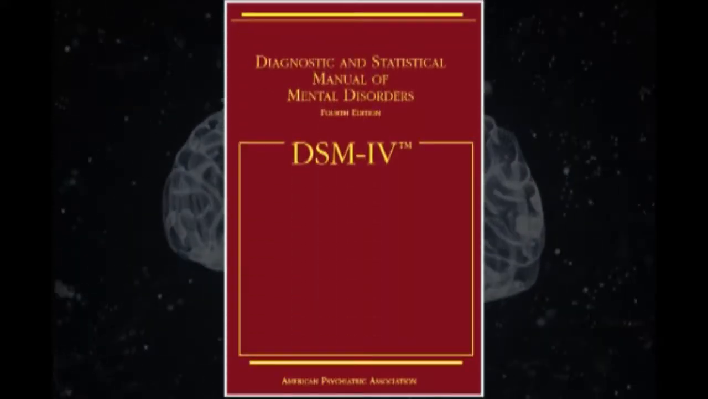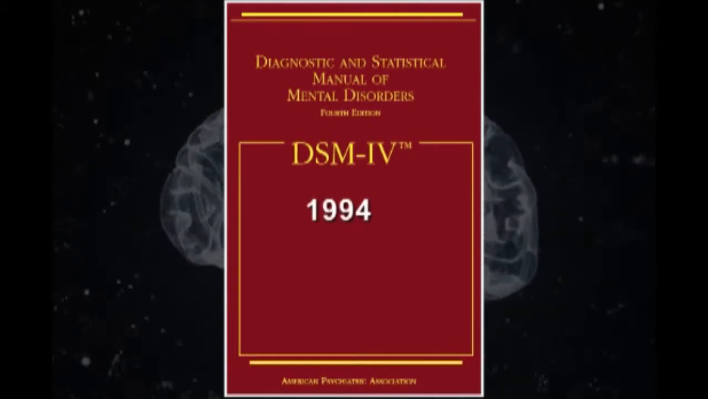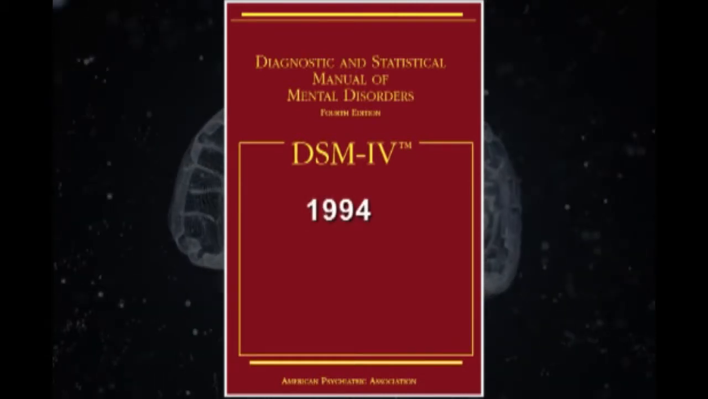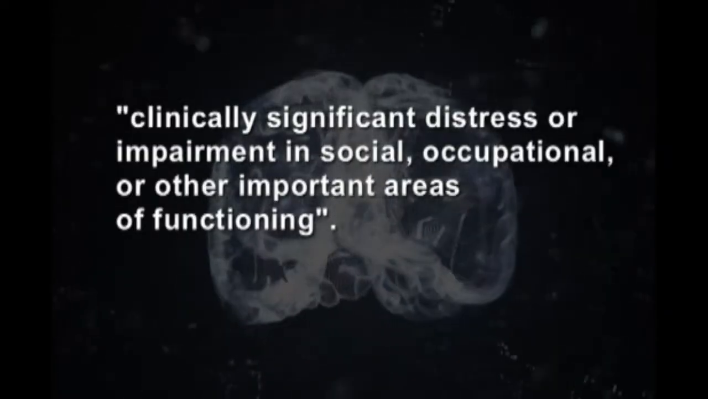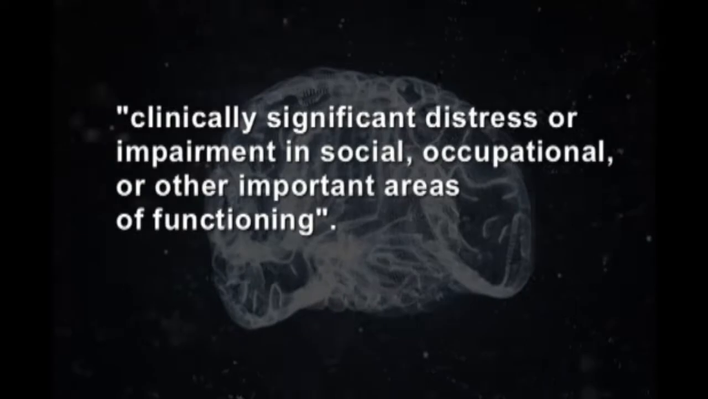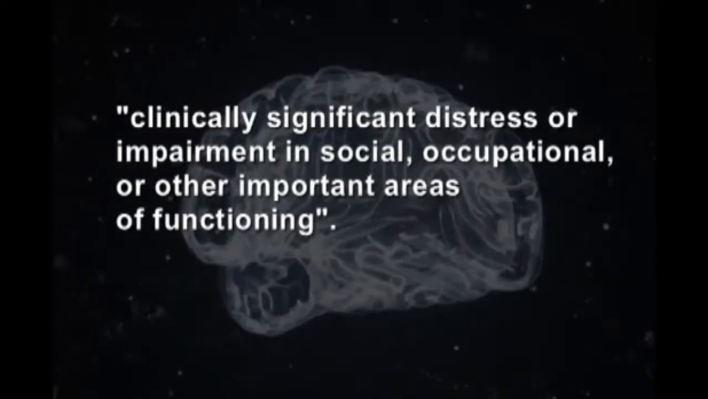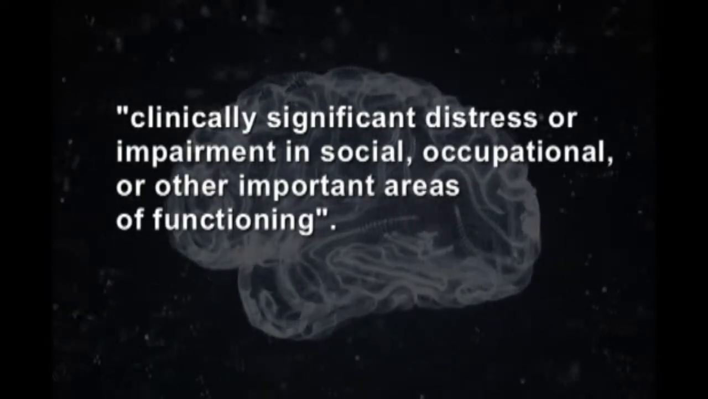Then came DSM-4 in 1994, listing 410 disorders in 886 pages. A major change over previous versions was the addition of a clinical significance criterion to almost half of all the categories, which required symptoms to cause clinically significant distress or impairment in social, occupational and other important areas of functioning. Some personality disorder diagnoses were deleted and moved to the appendix in this process.